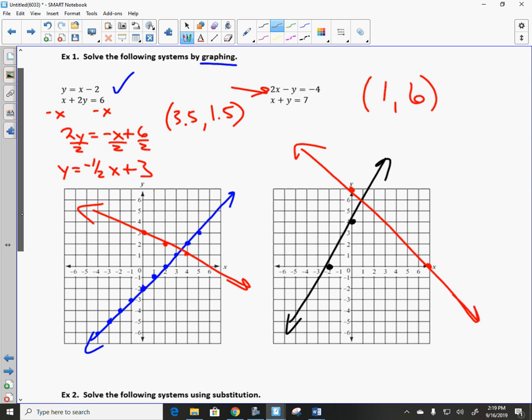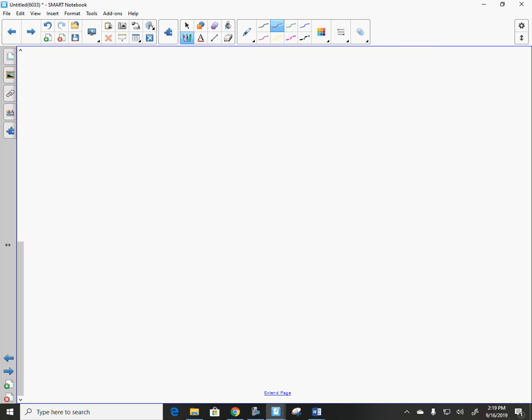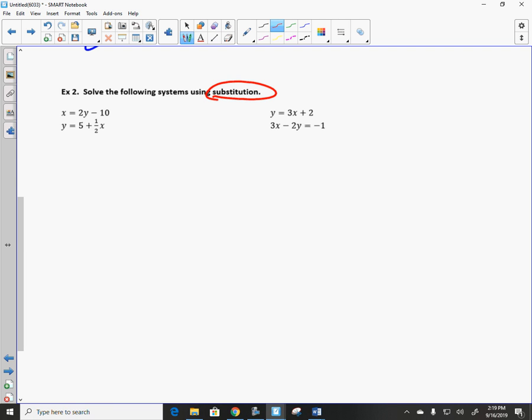That's solving by graphing. Jack, what was your option for solving? Substitution. Substitution's another option. You can see right here we have x equals 2y minus 10, or y equals 5 plus 1/2 x. If you have an x equals or a y equals, that's where you can substitute. So I would take what x equals, and what do I do with it? Plug it into the x in the other equation.